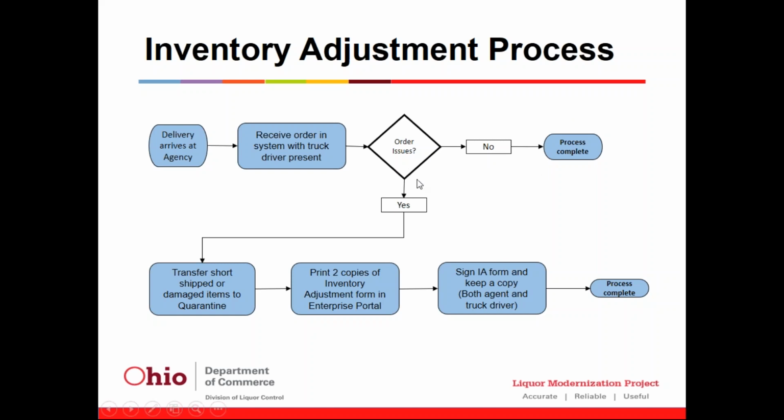and everything is good. But if there are issues with the order, once you have completely received it into the system with the driver present, you will then use your RF scanner to transfer the shortage items or the damaged items to quarantine. You'll print 2 copies of the inventory adjustment form from the enterprise portal. You and the driver will sign both. You'll keep a copy, the driver will keep a copy, and this will complete your process.